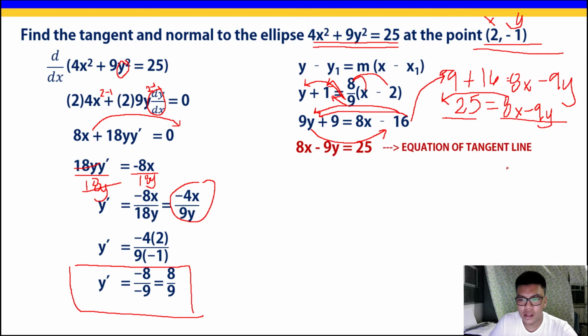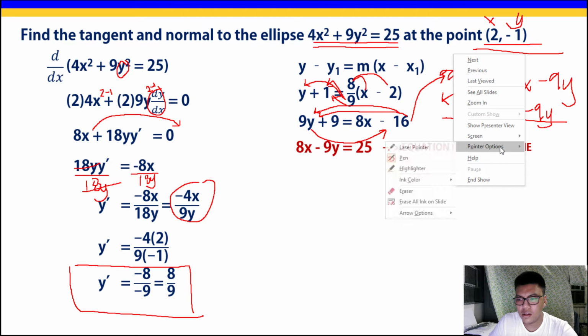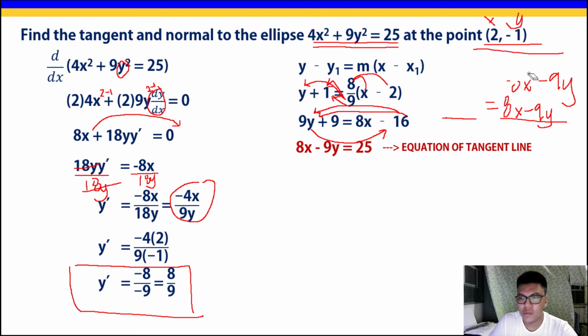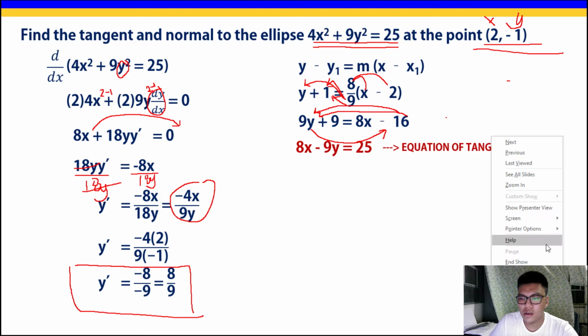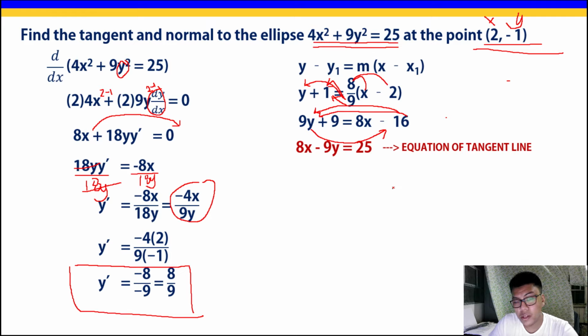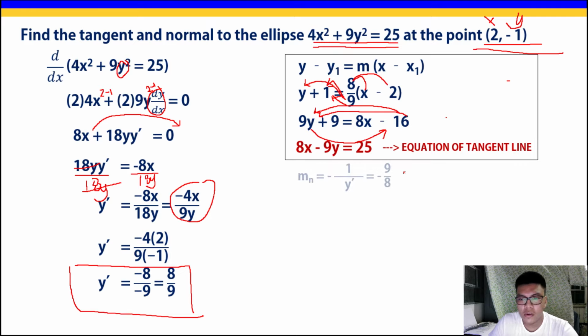Okay, so ito na ngayon yung ating equation ng tangent line. Burahin ko lang itong basura na to. Okay. So, inulit ko, pagka may hindi maintindihan, magtanong. Walang problema dun. Okay, para naman sa ating normal line, so meron tayong slope, kunin natin ulit yung negative reciprocal.